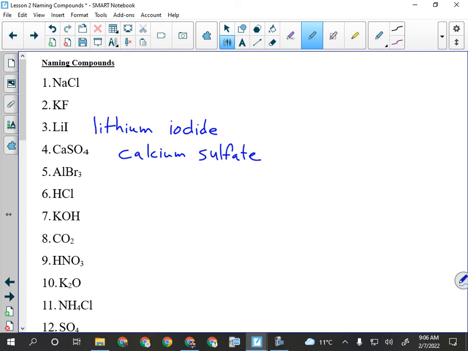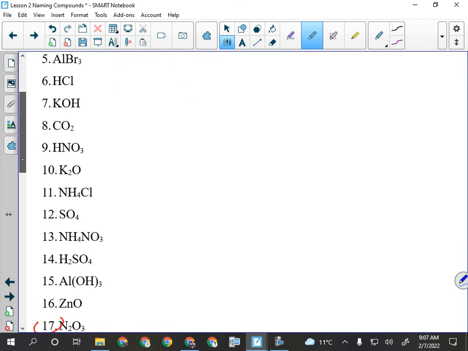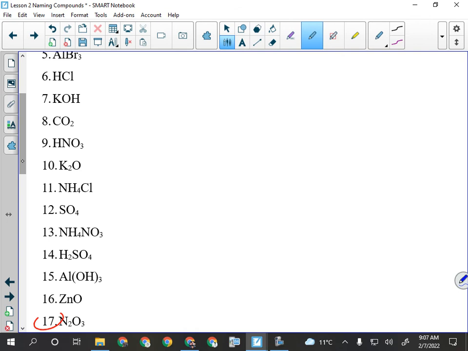All right, and then let's look at a molecular one. So let's look at number 8. Okay, so on number 8, I've got 2 nonmetals, carbon and oxygen. So I write the first nonmetal with its name unchanged, and then I change the second one to "ide," but I also have to put a prefix on it because this is a molecular compound.